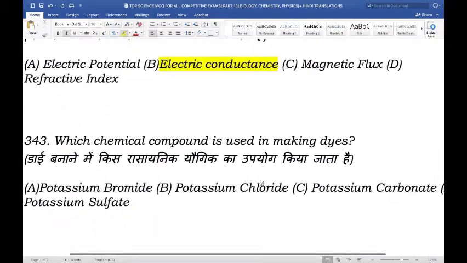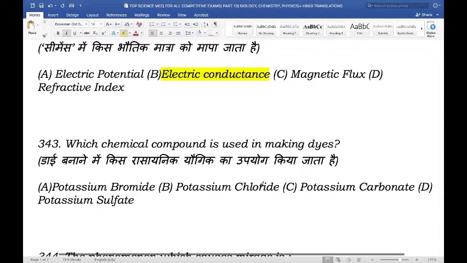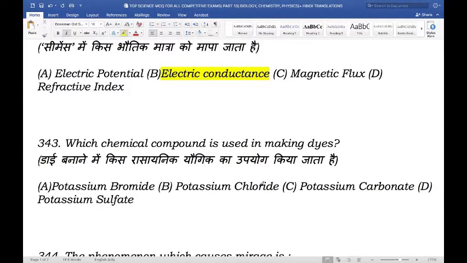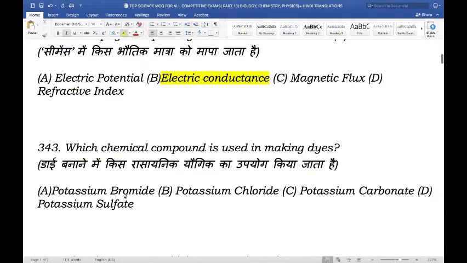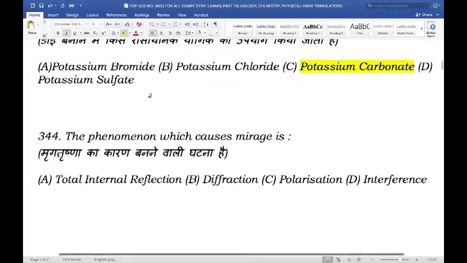Moving on. Which chemical compound is used in making dyes? Is it potassium bromide, potassium chloride, potassium carbonate, or potassium sulfate? So which is the chemical compound in making dyes? And the right answer here is potassium carbonate. Moving on to the next question.